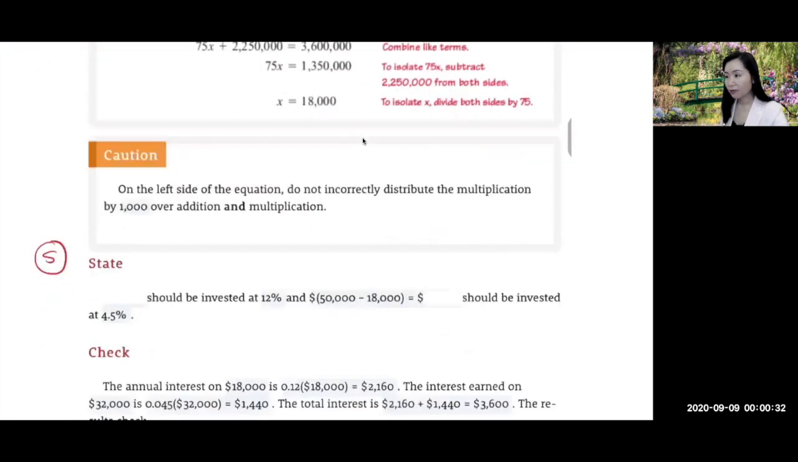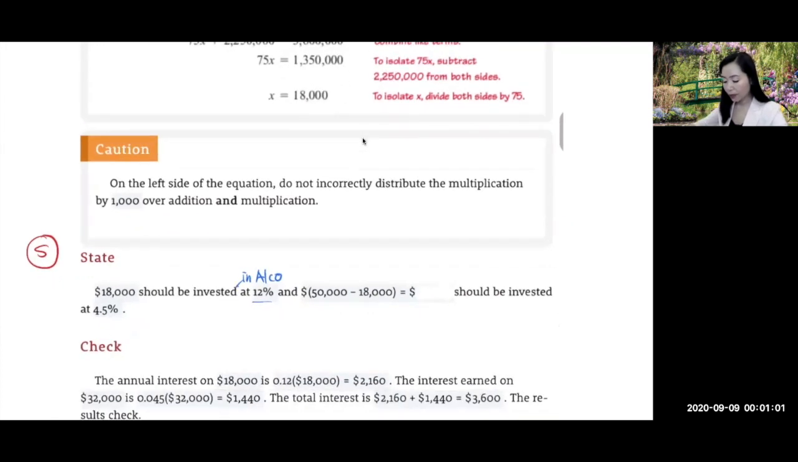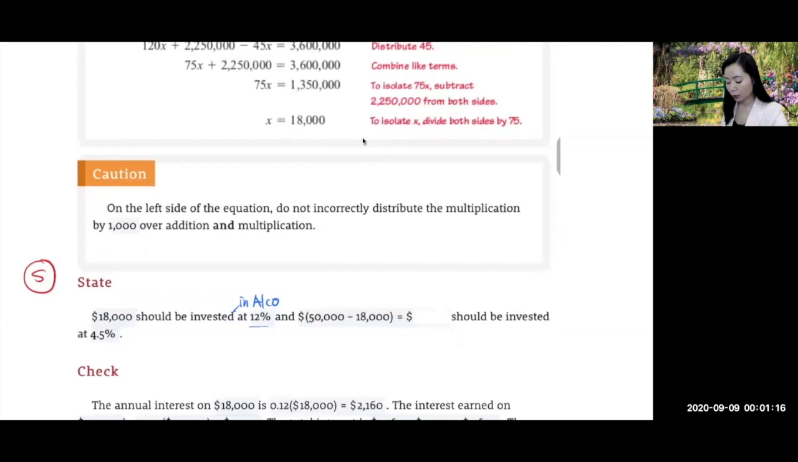Now we're not done. The final step will be a complete sentence. So 18,000 should be invested in ALCO, which gives you the 12% return rate. And then the other one here will be, remember the total invested was 50,000. So the other investment will be 50,000 subtracting 18,000, which gives you 32,000. So 32,000 should be invested at the 4.5% return rate investment, which is a CD. Okay, now the problem is complete.